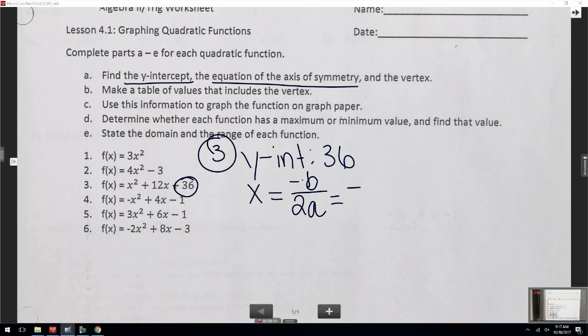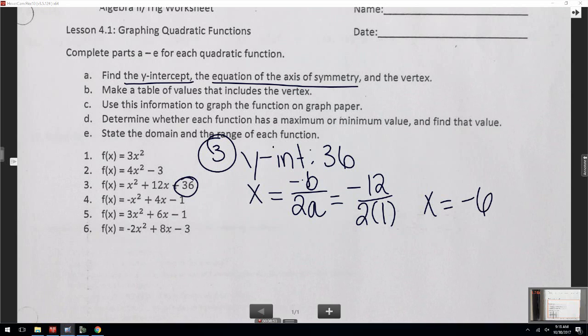Alright, so it's negative, and then b was that second term. It was the term with your x value. What's the term with the x? The number 12. So it's negative 12, and then 2 times a. A was the very first number, the number with x squared. What's the number in front of x squared? 1. There you go. So that's negative 12 over 2. What's negative 12 over 2? Negative 6. There you go.